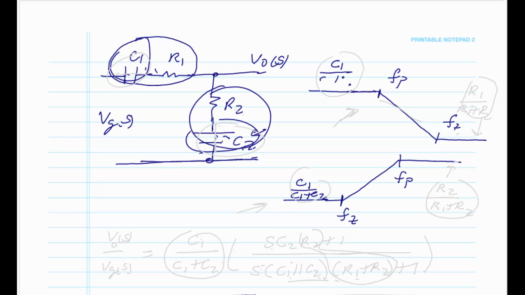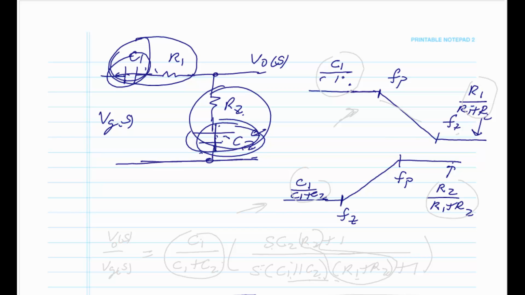Ultimately, these are going to end at the same point. Why? Because at high frequency, the X of C2 is a short, and the X of C1 is a short. So you're just going to have R2 over R1 plus R2. So both of these are going to end off at R2 over R1 plus R2. Just in between, the values of these individual components will determine if the pole or the zero comes first.